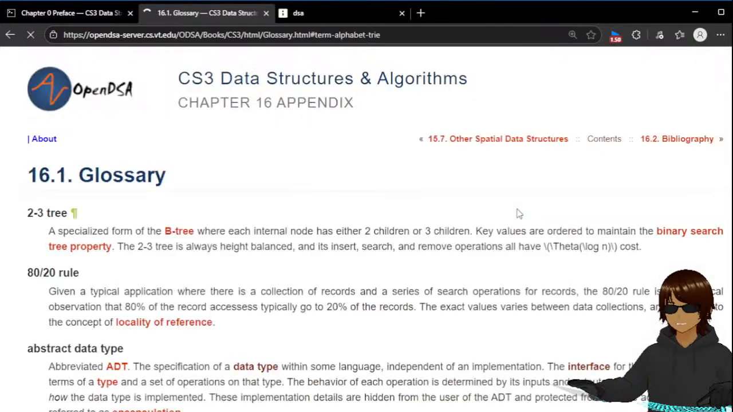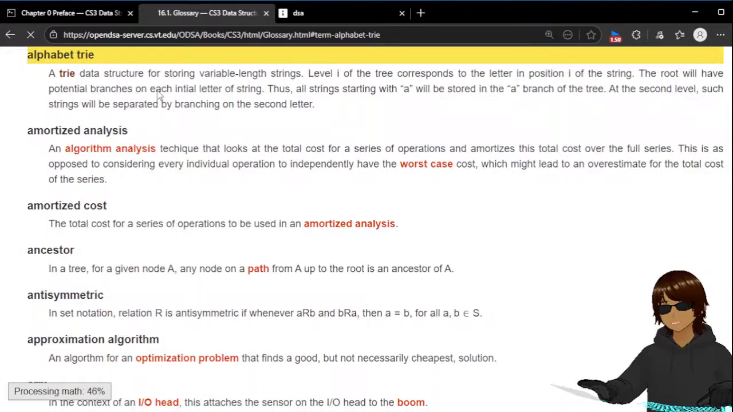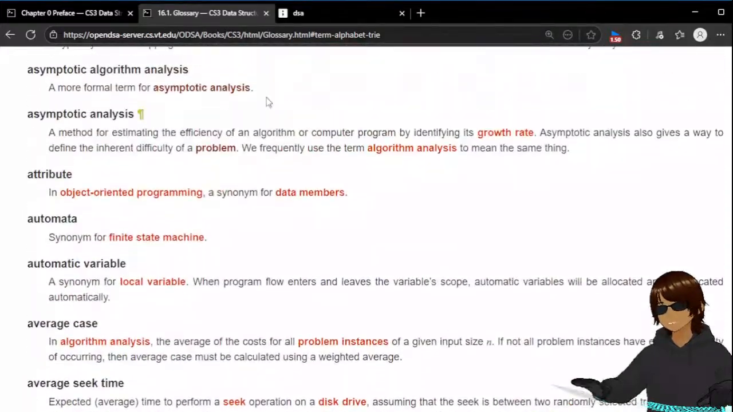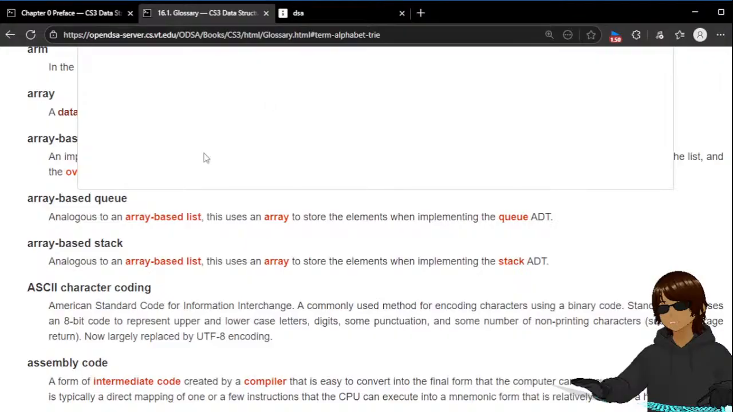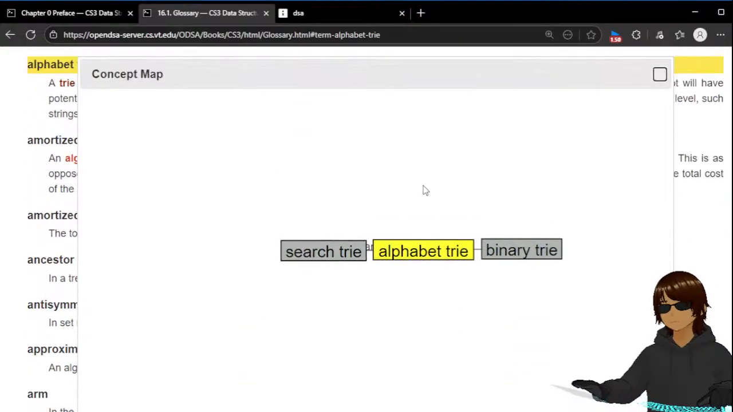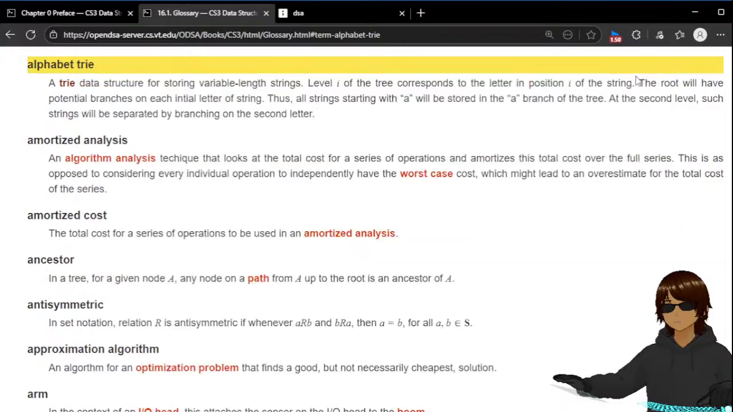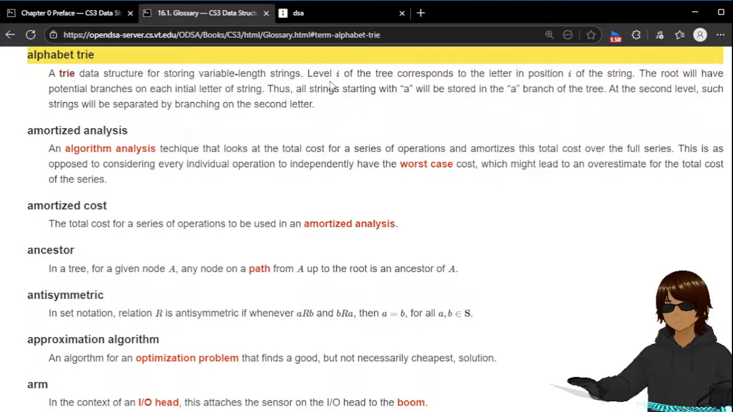What is an alphabet tree data structure? A tree data structure for storing variable length strings. Level i of the tree corresponds to the letter in position i of the string. The root will have potential branches on each initial letter of the string. Thus, all strings starting with A will be stored in the A branch of the tree. Similarly, such strings will be separated by branching on the second letter.